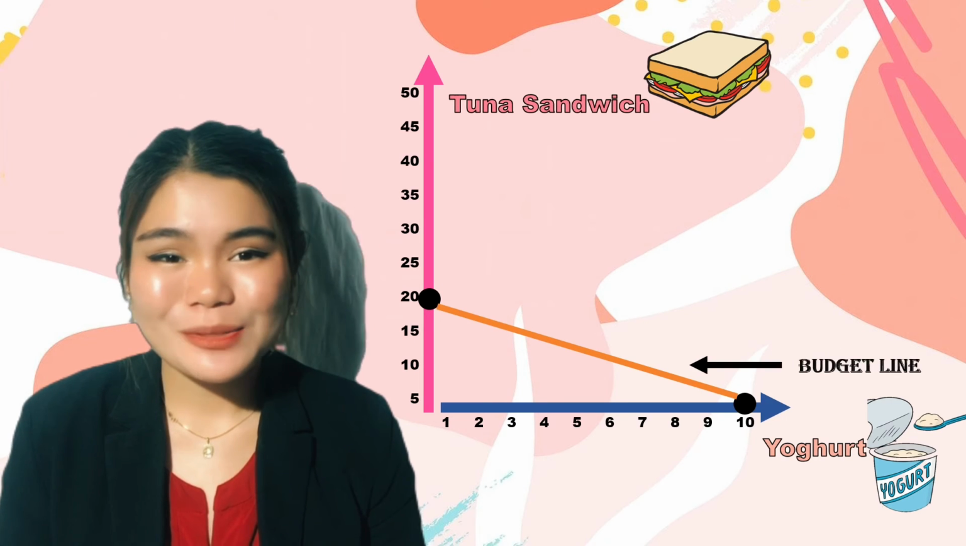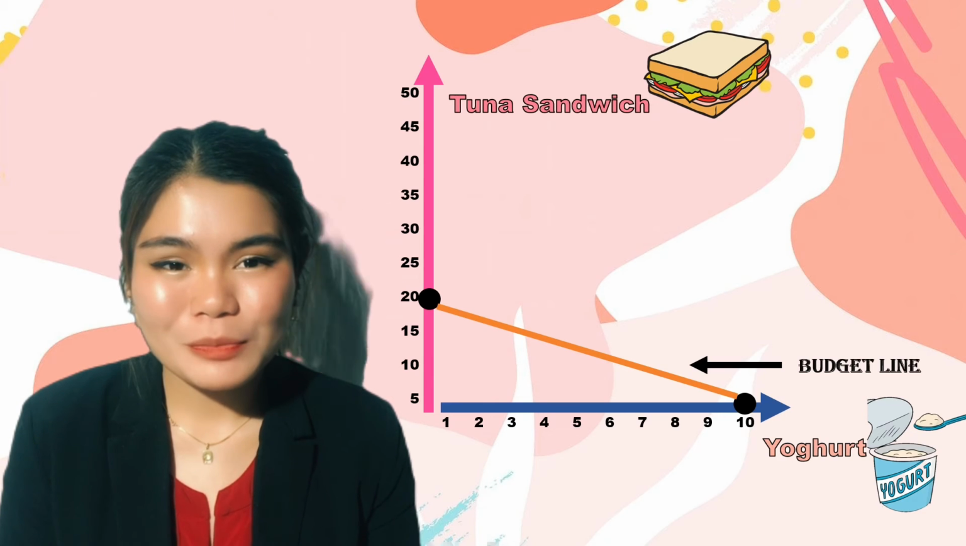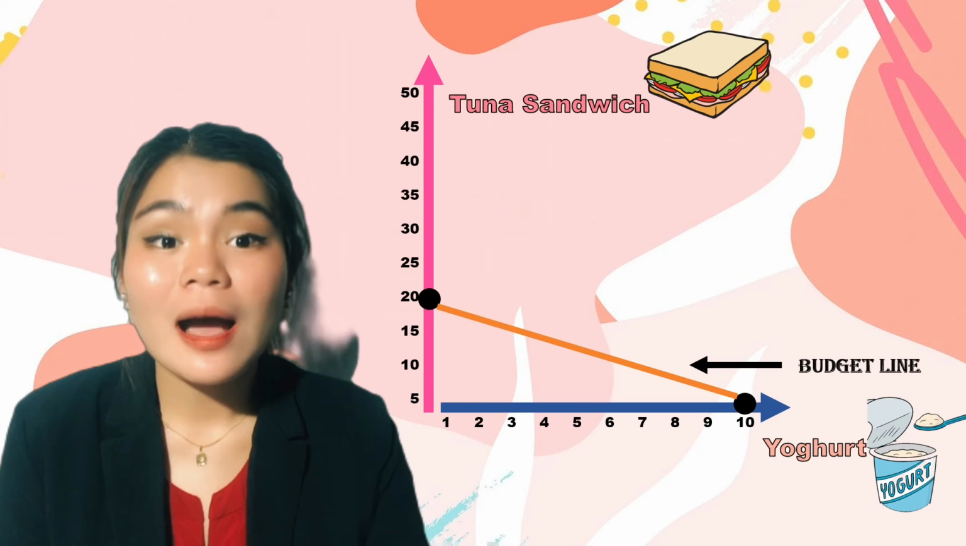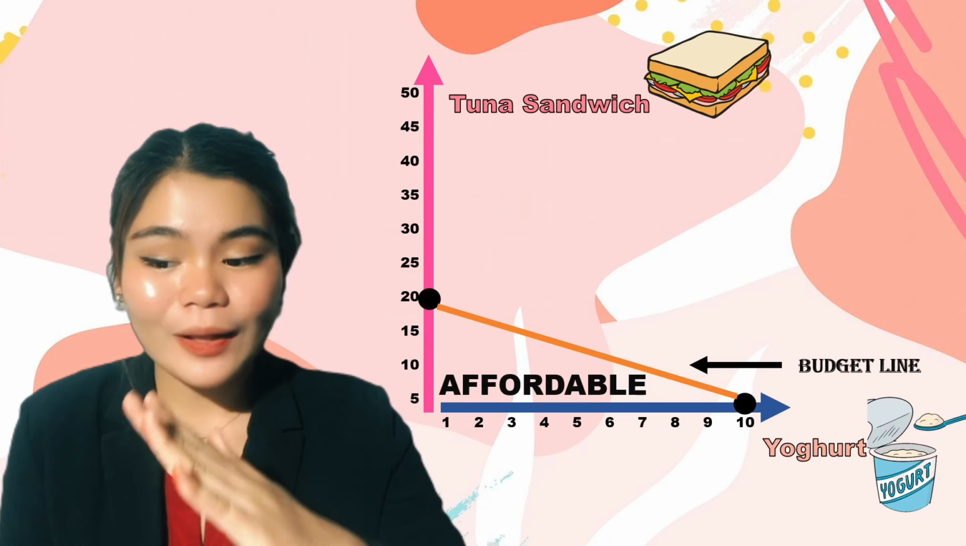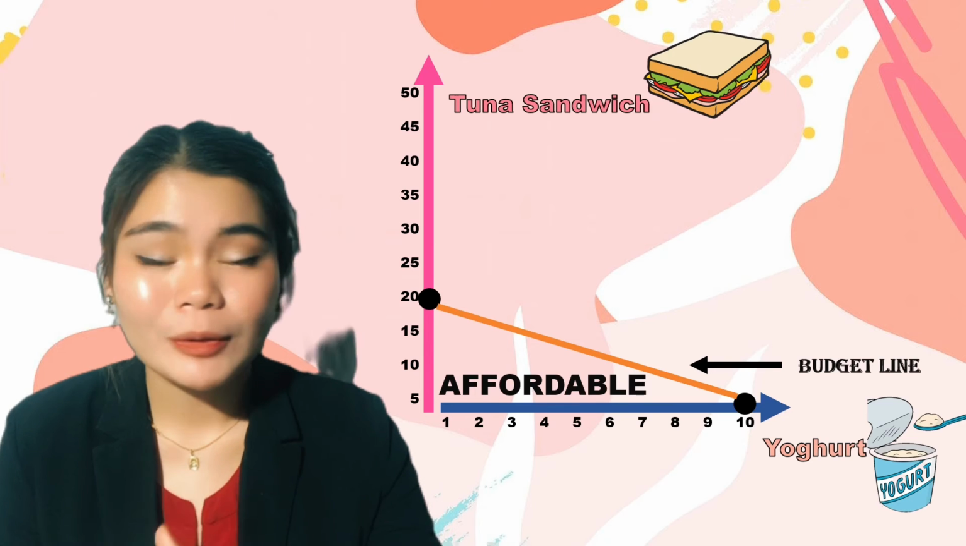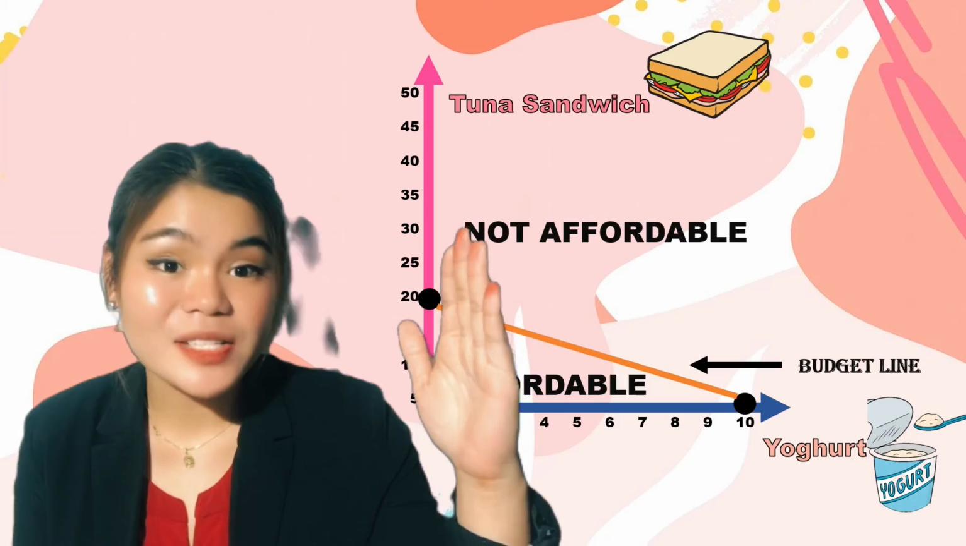By connecting these two intercepts, we can get our budget line, which indicates that the consumer can purchase any combination along or within this line. So which means that along or within this line is affordable for them. Otherwise, anything beyond this line is not affordable for this type of consumer.